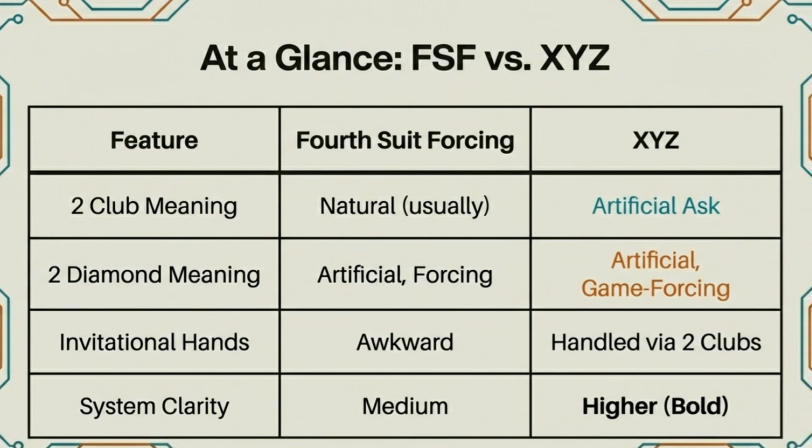This really just boils it all down, doesn't it? The old way, FSF, had you worrying about the auction's mechanics. Okay, which of the 4 suits haven't we bid yet? It's almost like a trivia question, but XYZ completely flips the script. The question becomes what it should have been all along. How strong is my hand?